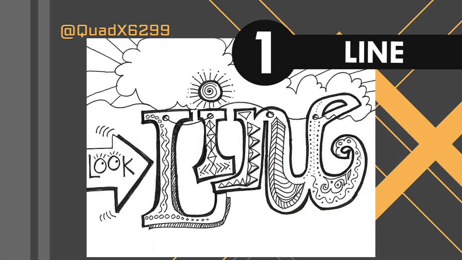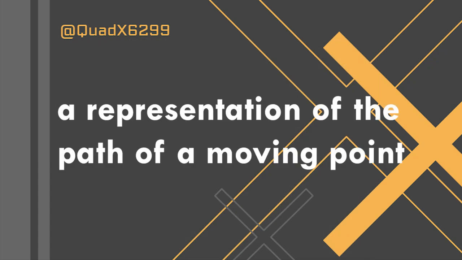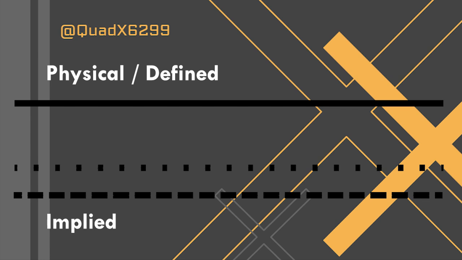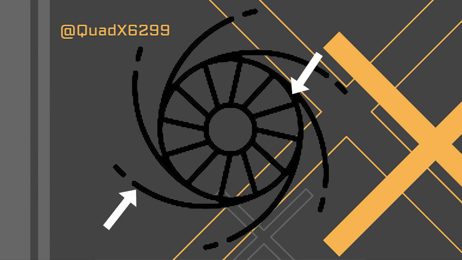First up, we have line. A line is a representation of the path of a moving point. This can be either an actual physical line or an implied line to let you focus along a path. Lines can represent physical or non-physical things as well.